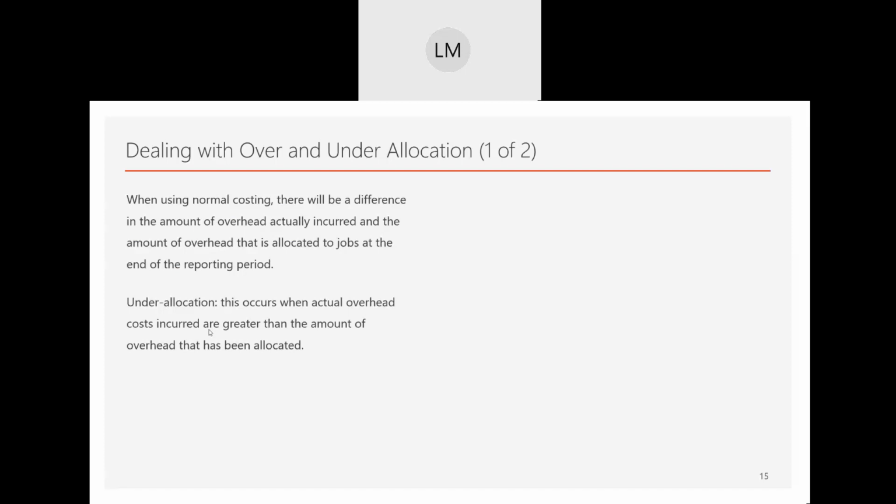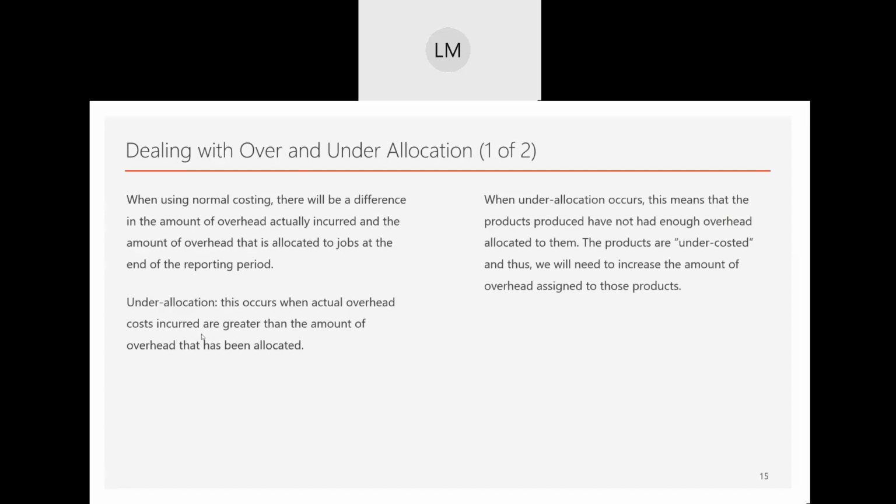So, as we incur those costs, we're going to keep watch of them. But at the end of the period, once all the overhead has been allocated, if we have more overhead that we actually incurred than what we have allocated, then we are under allocated, or this is an under allocation. And when under allocation occurs, this means the products produced have not had enough overhead allocated or assigned to them. So these products will be undercosted in a way, and so thus we will need to increase the amount of overhead assigned to those products.